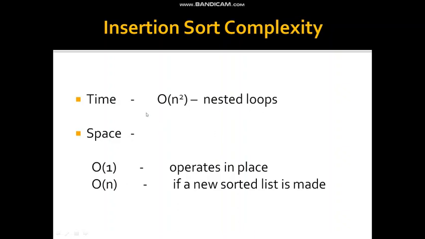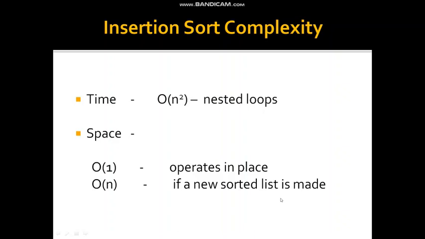Let's see. The time complexity will become same as bubble sort, big O of n square, due to nested loops in this. And the space complexity will be different in different cases. For example, it will become big O of 1 if it operates in place operations, and big O of n if a new sorted list is made, that is, if it requires extra space.